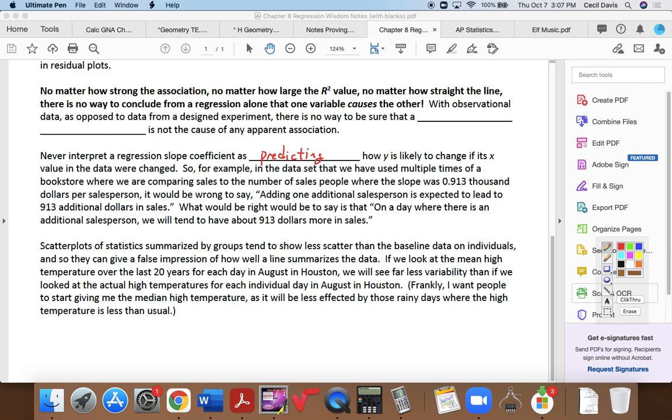Any questions about any of that? All right. I sent you 2 different files today. One of them has the answers to Chapter 8.